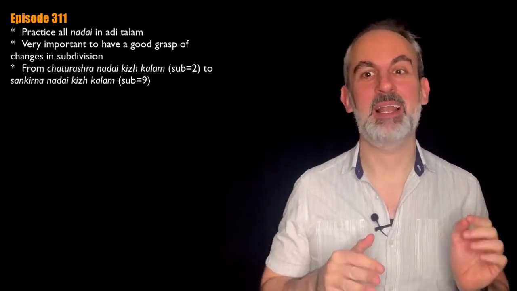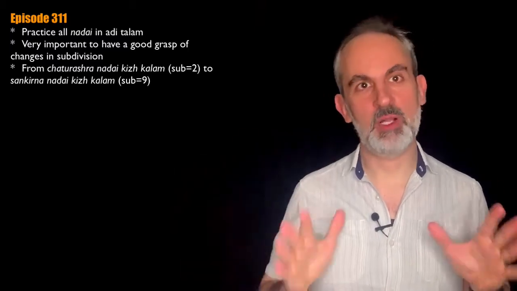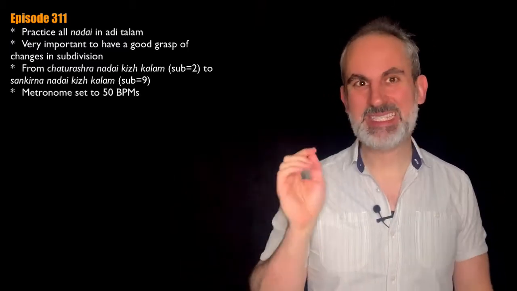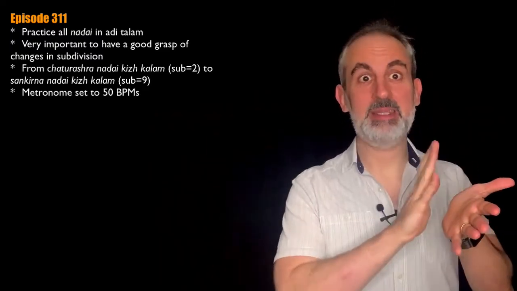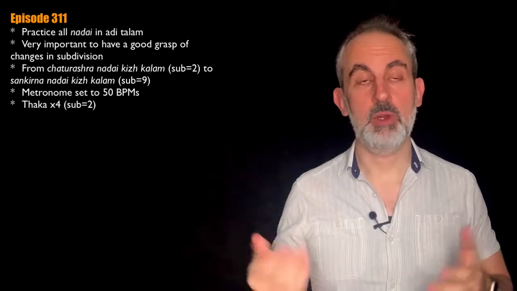So, in technical terms, we're going to practice the subdivision called Chaturashanadai Talam, which is a subdivision of 2 beats, all the way to Sankirna Nadai Talam, which is a subdivision of 9. And how are we going to do that? Well, pretty simple. We're going to first set the metronome to 50 BPM, which is a nice speed, and then we're going to start using Aditalam as our base to perform all this, starting with the lowest subdivision of 2.